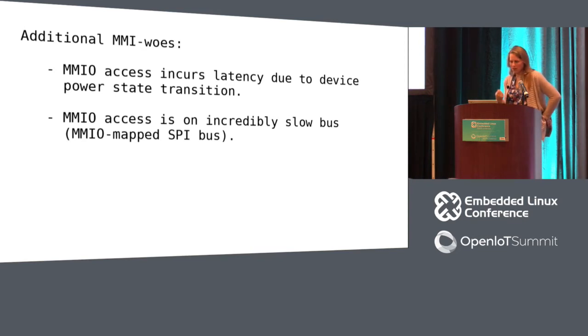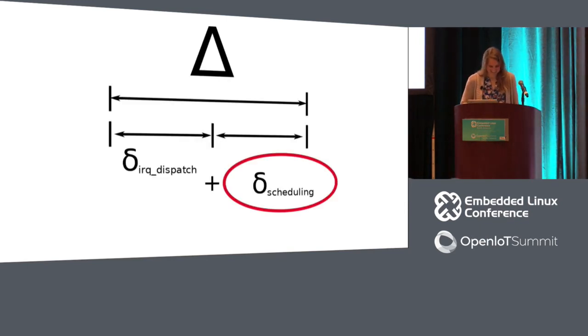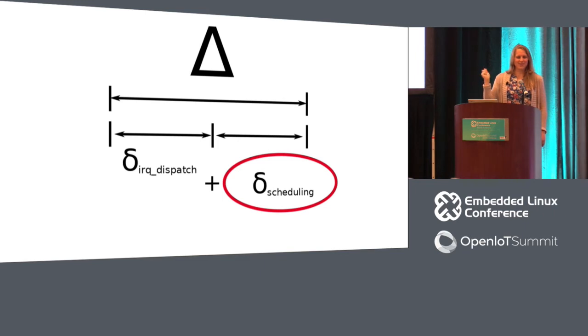Secondly, another thing we ran into was some SPI EEPROM that was just memory mapped. It's a terrible idea, but it was done, and don't do that, please. So that's all I had on IRQ dispatch latency. Any questions there? Otherwise, I'm going to talk about the other phase.